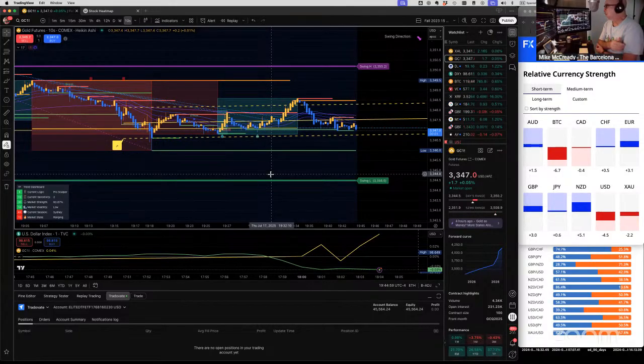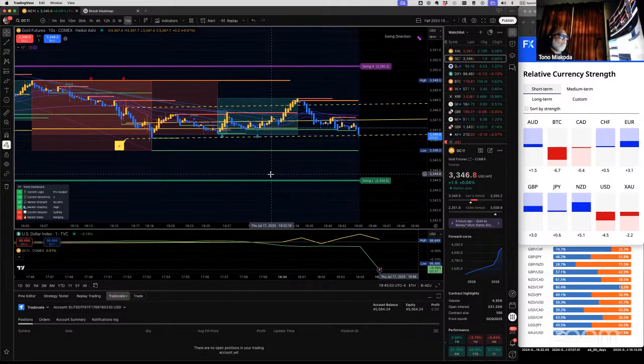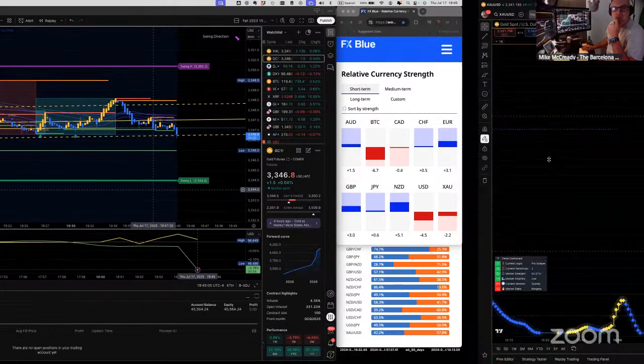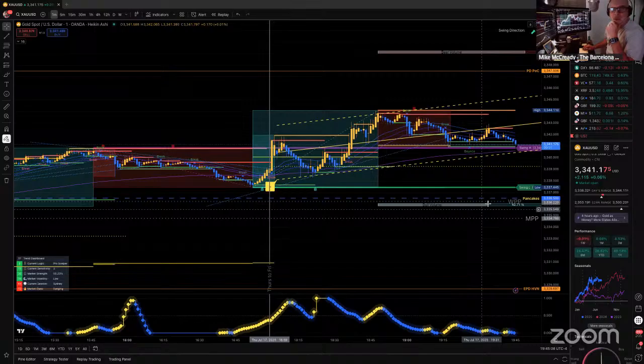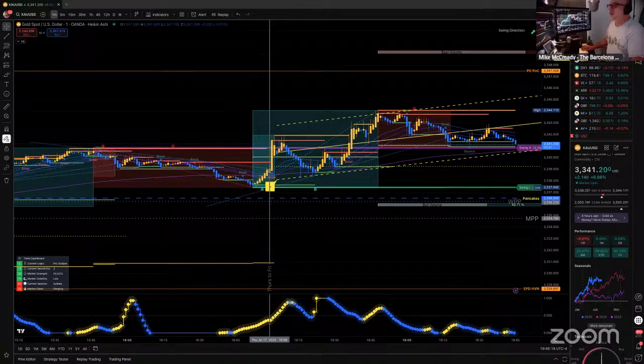Hopefully we're going up tonight. That would be nice, but I don't know. Let's see. Right now we're sitting right above the DM2 and below the DPP. I did not move the point of control. I need to get the fixed range volume profile changed for today.